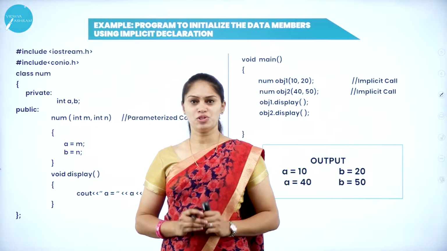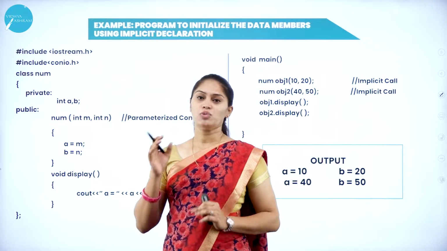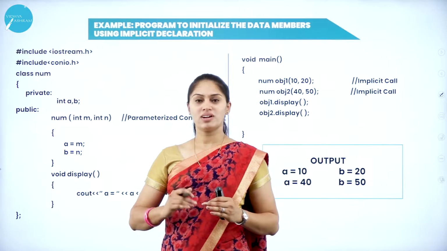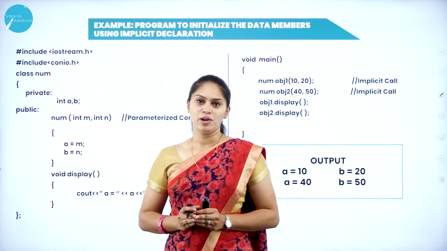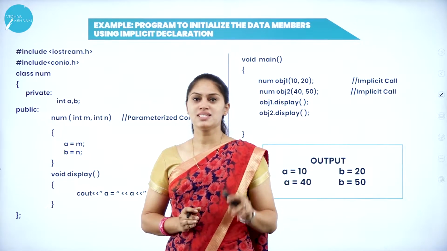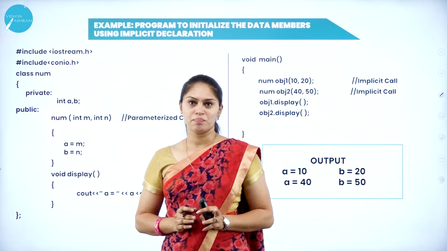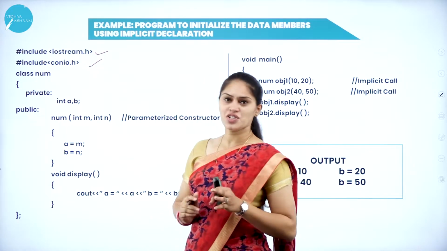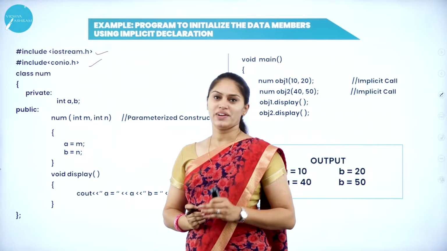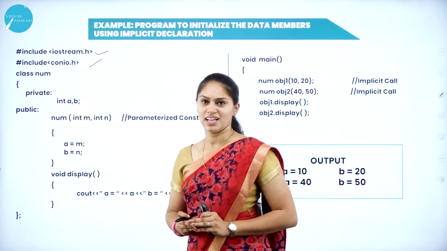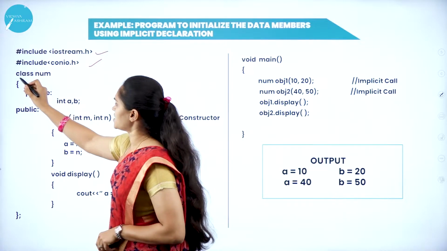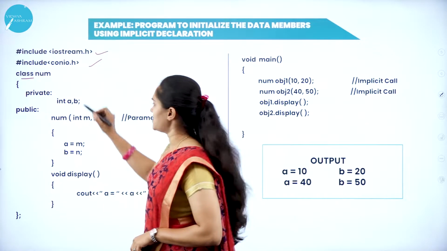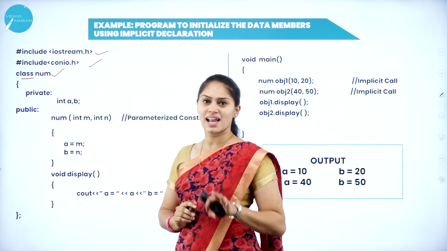You guys know how to write a constructor function and what the parameters are. That means what rules I need to follow. So regarding all those rules, I have to write this program. So we'll see the program. Here I have two header files, that is #include iostream.h as well as #include conio.h. Then I'm creating a class. The class name is num.